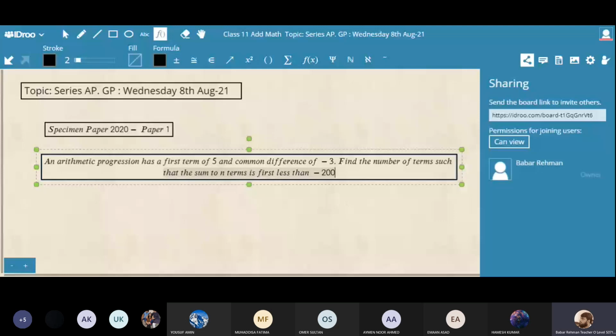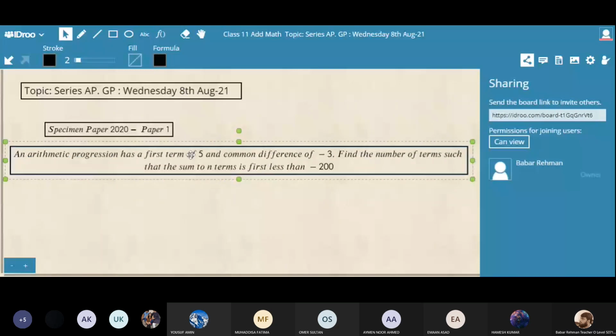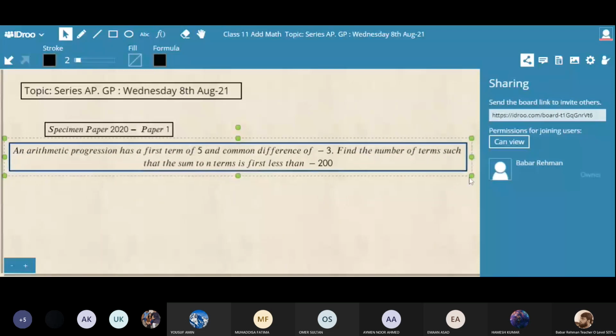Yes, what about your answer, Amish? Yes, Amish. Iman, did you solve the quadratic equation? So what is your answer? Sir, I am unable to solve the quadratic equation. Okay, don't worry. I will solve it. I am coming to that quadratic equation also.